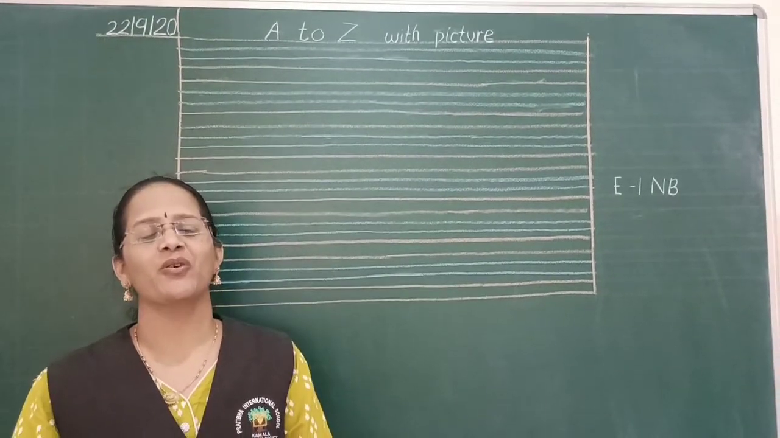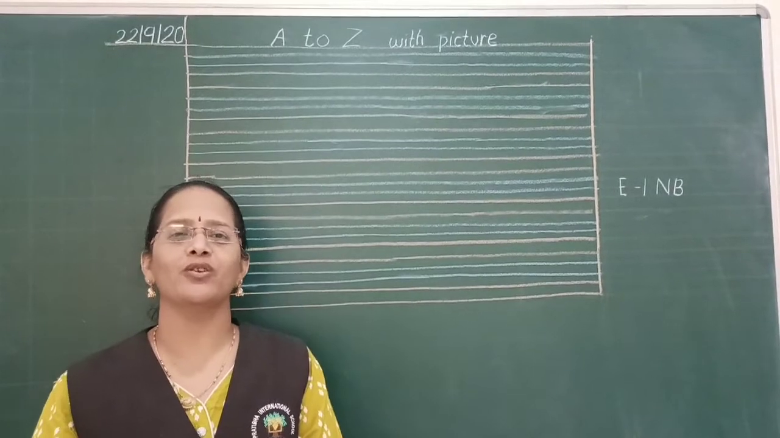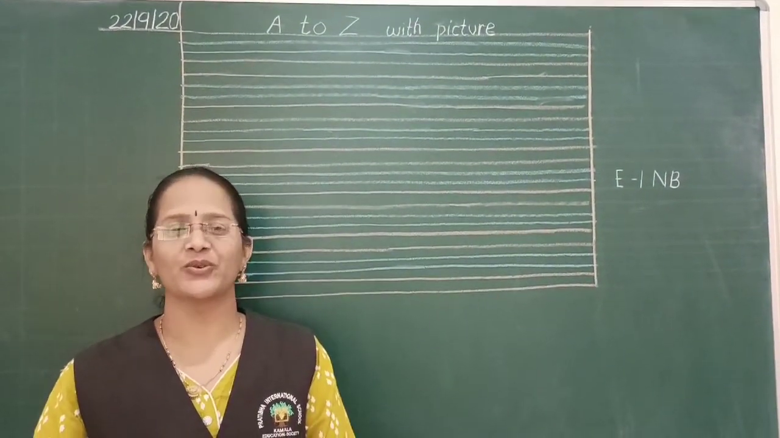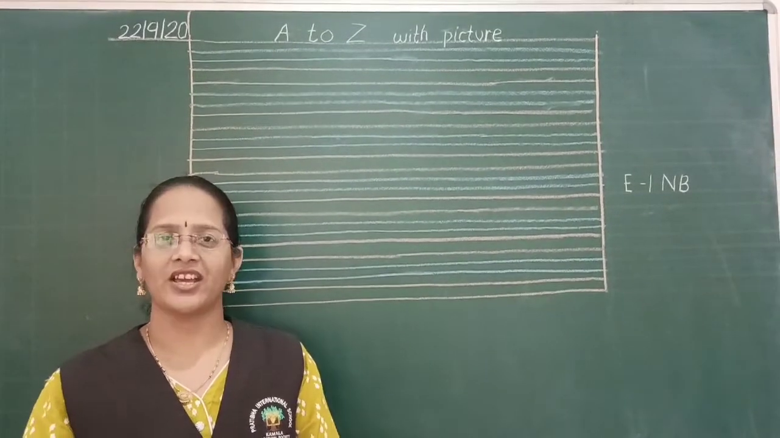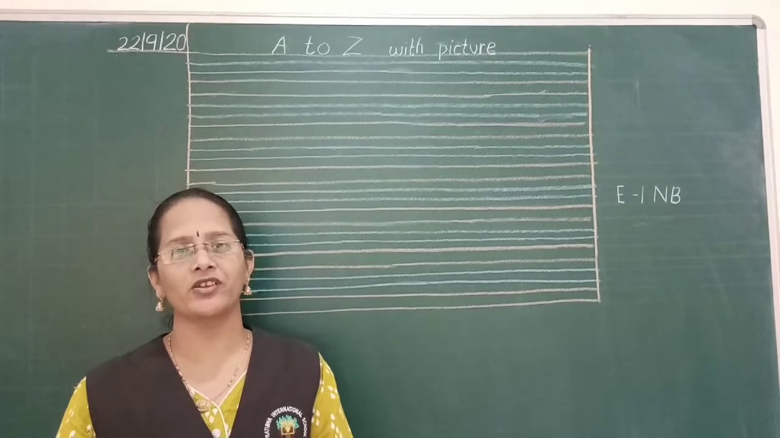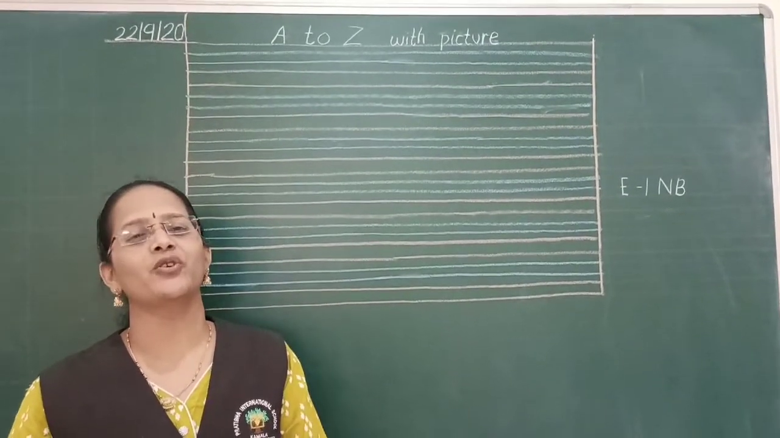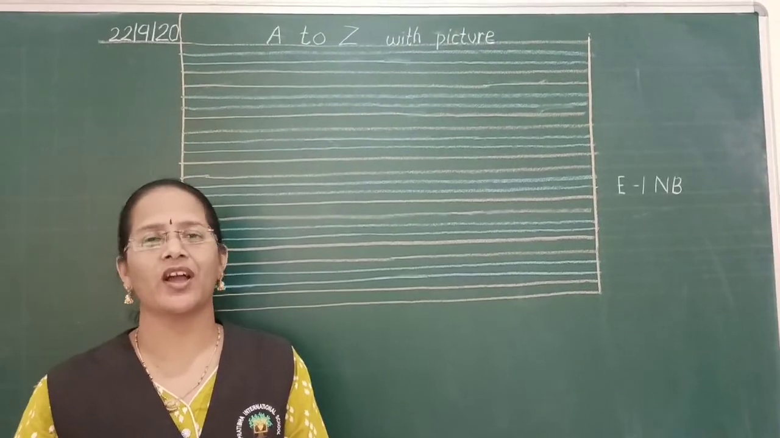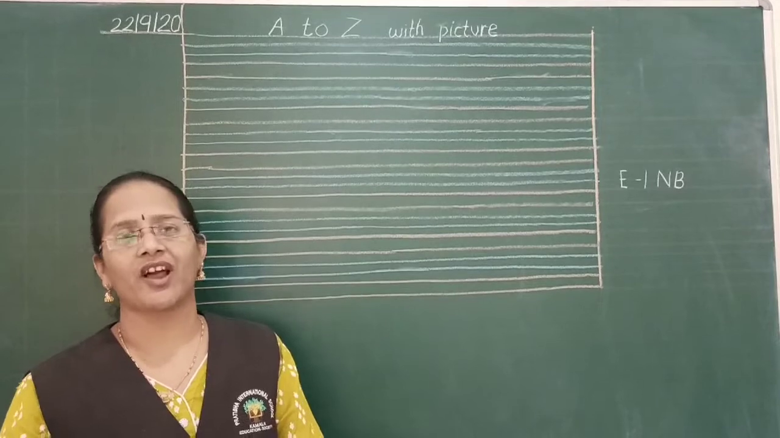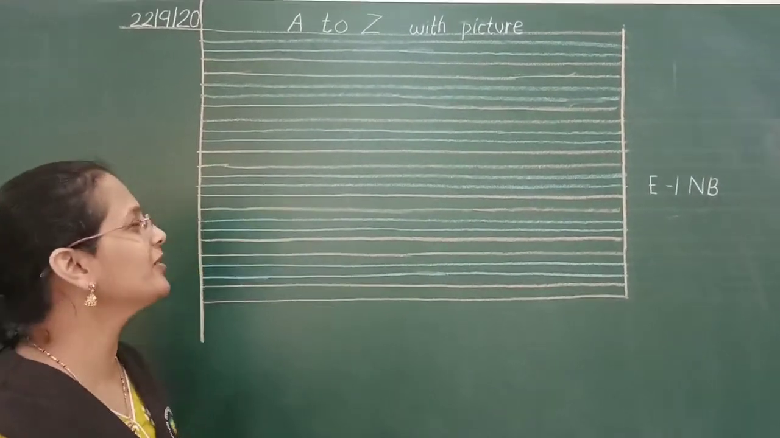Okay, so now we learn A to Z. Okay, now we know how to write A to Z in sequence also. So today we will write A to Z but with picture. You have to draw picture for each alphabet. Okay, so bring your E1 notebook and in that notebook write today's date and we will write A to Z with picture. Okay, so let's see.